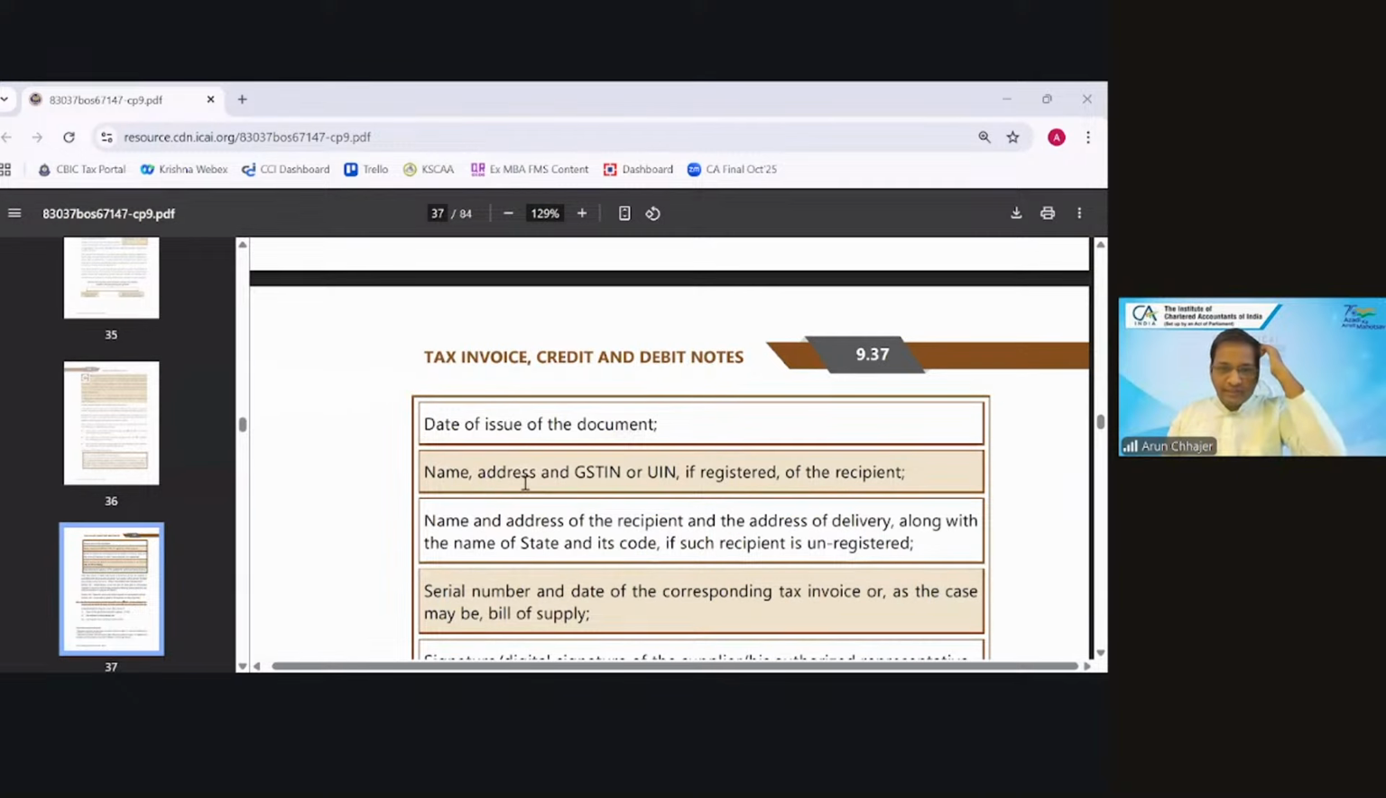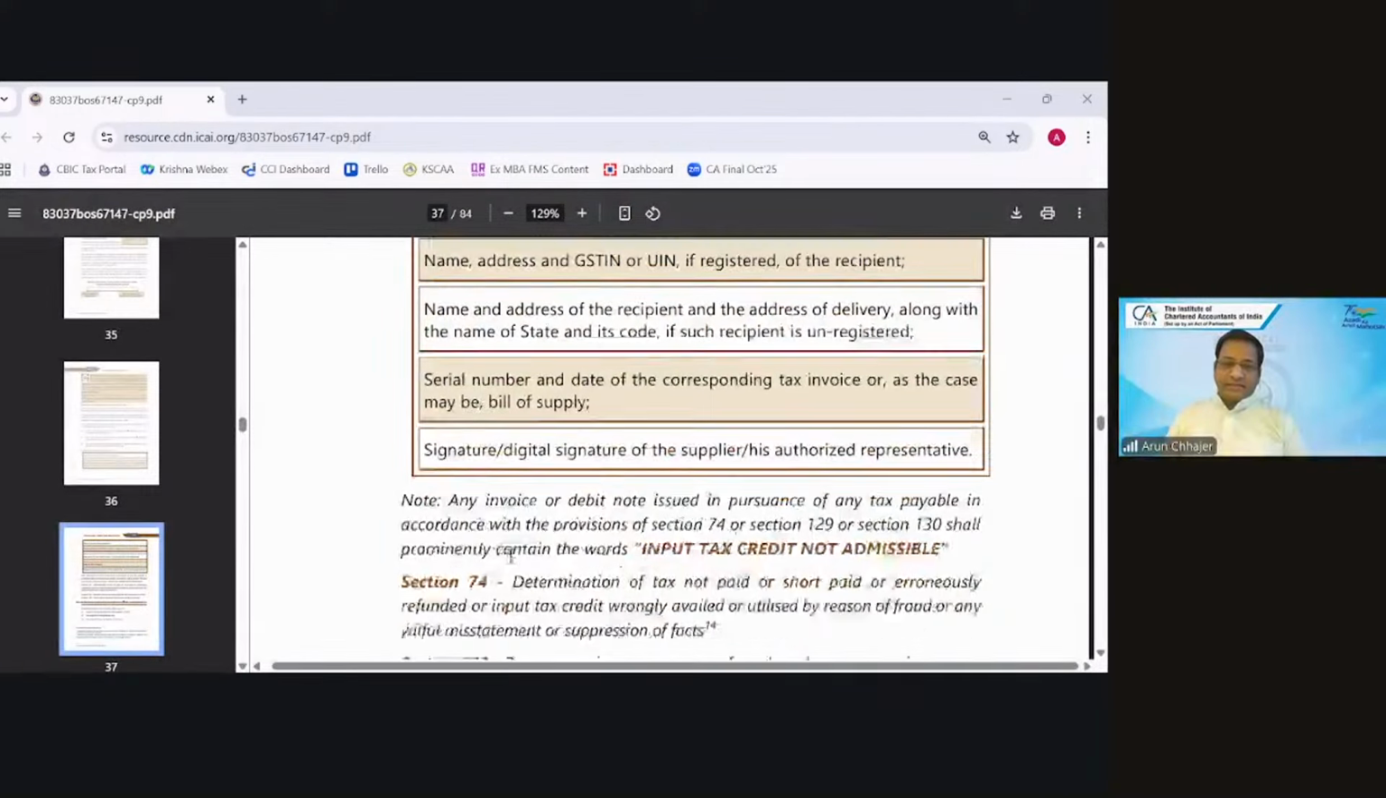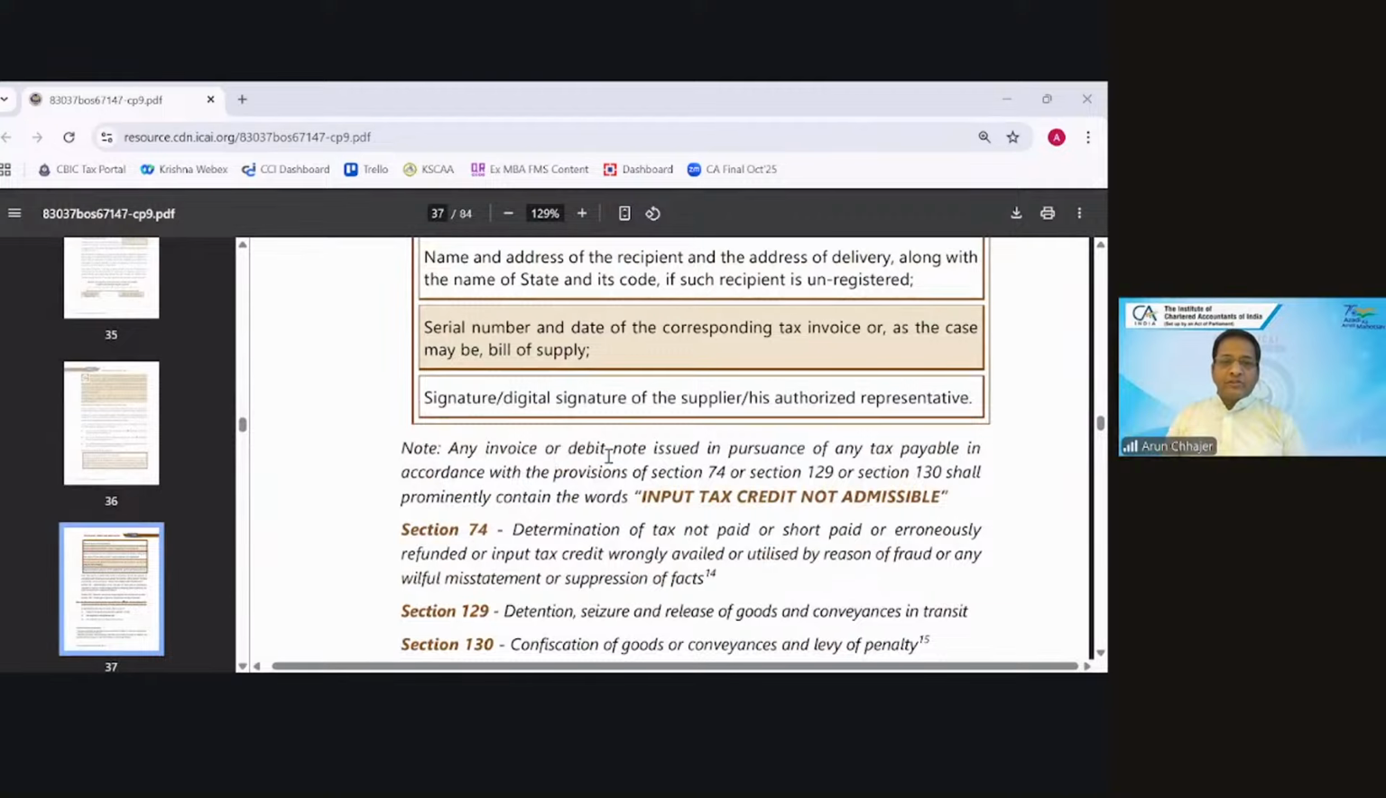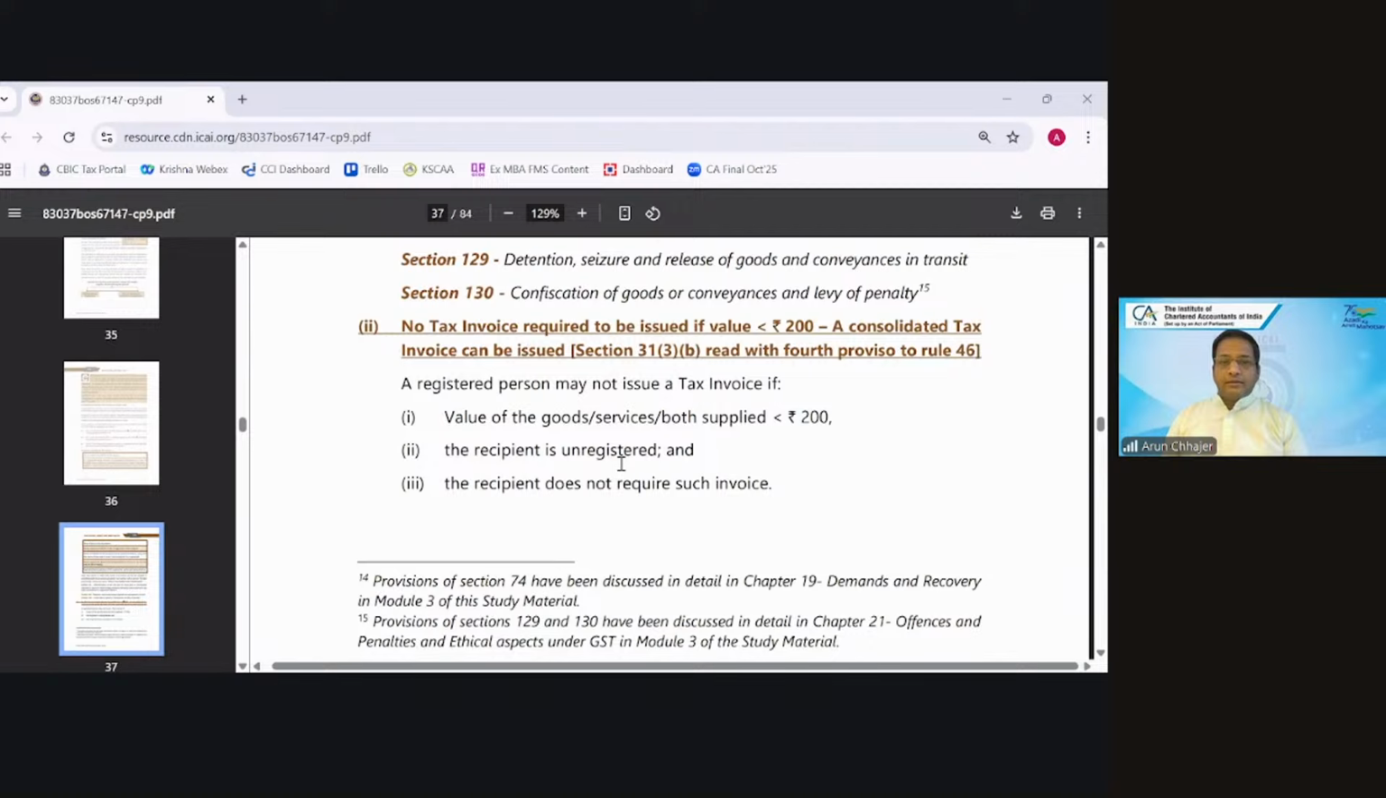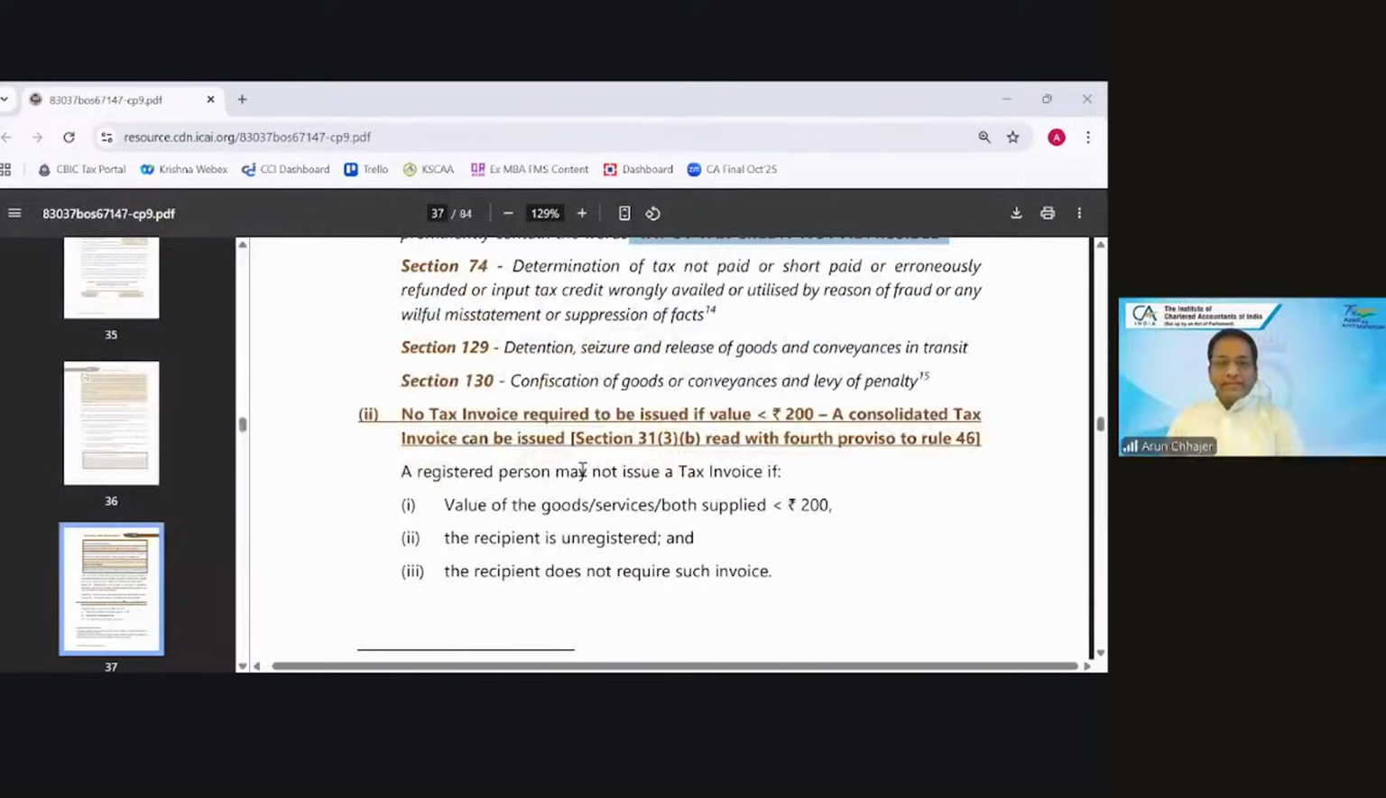Date of the document, name, address, GST number, name, address of recipient, serial number, etc. Any invoice or document issued in pursuance of the tax payable in accordance with sections 74, 129, and 130 shall prominently contain the words input tax credit not admissible. Now, for your applicability, there is only section 74A, not 73, 74. No tax invoice required if to be issued for the, see, try to read this one.